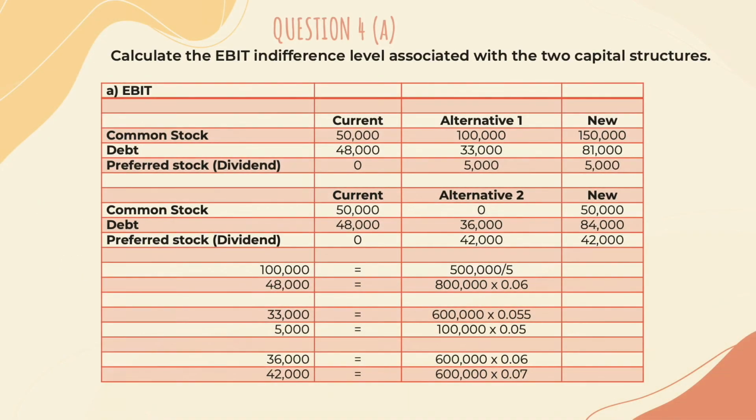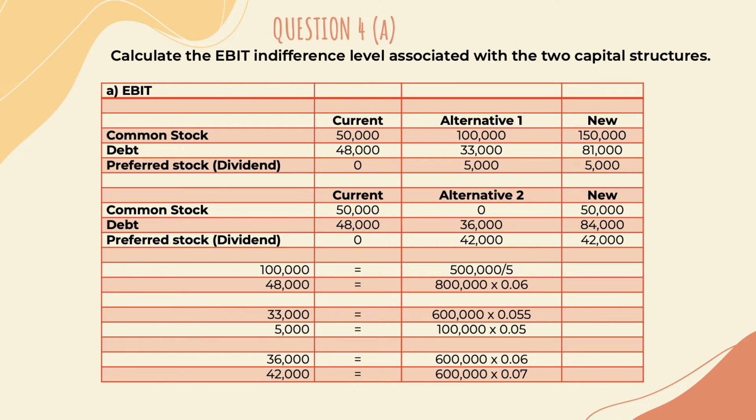Assalamualaikum, I'm Siti Binti Omar Azli and I'm going to explain question 4. Now let's move on to the first question, 4A. This question asks us to calculate the earning before interest and tax (EBIT) indifference level associated with the two capital structures of alternative 1 and alternative 2. So basically, this question asks us what the company's EBIT is for them to choose either alternative 1 or 2, so that their earning per share (EPS) level is equal.